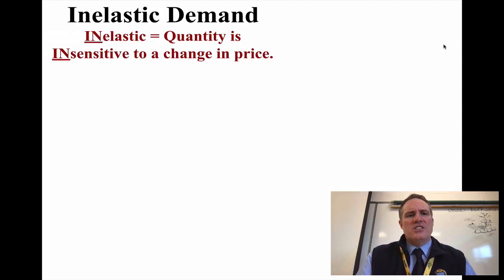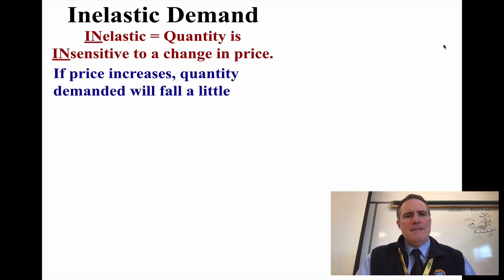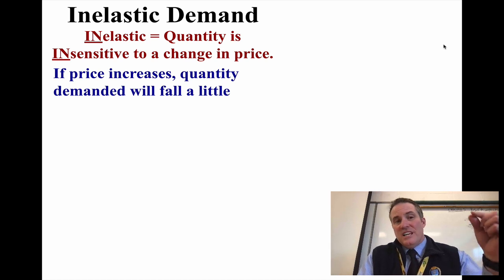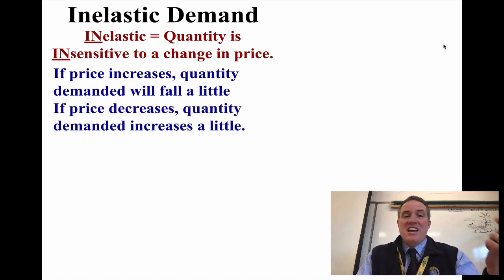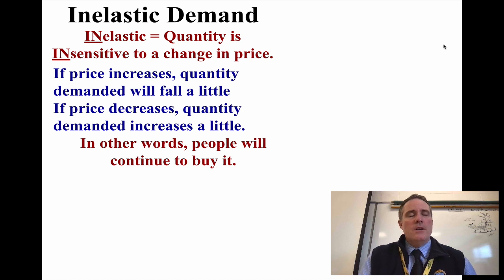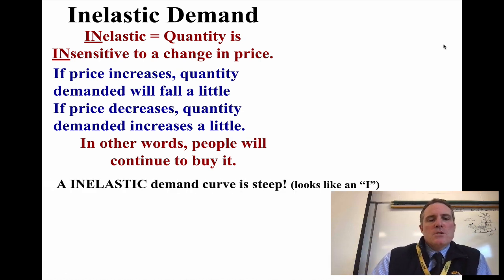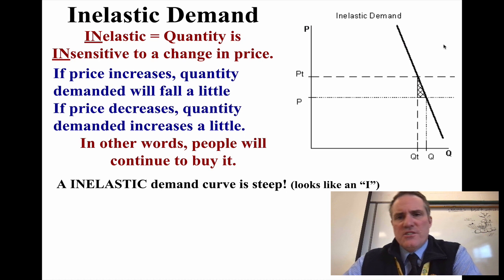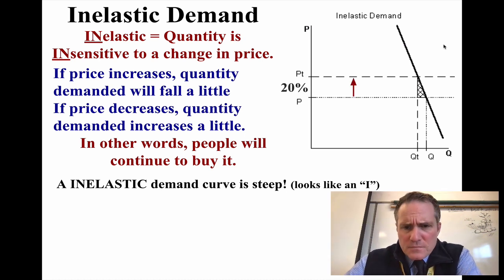So what is the definition? It's that it's insensitive to a change in price. No matter what, if the price goes up, you still want it, you still need it, okay? It impacts, again, the quantity demanded. It will fall just a little if the price increases, and if the price decreases, it also impacts it just a little. As the presentation shows, in other words, you're still going to buy it, all right? So when we look at the inelastic curve, it's more like an I shape, and you'll see more examples of this in the textbook, so refer back to the textbook for that, all right?